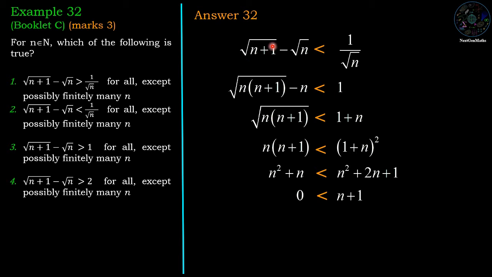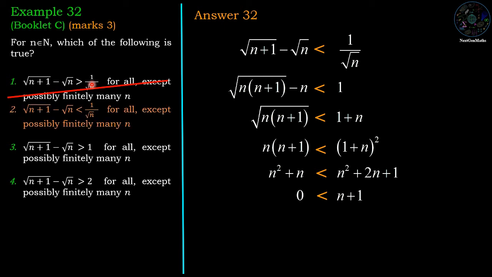Then finally we have square root of n plus 1 minus square root of n less than 1 upon square root of n. And the first option has greater than 1 upon square root of n. The first option is wrong, but the second option is correct.